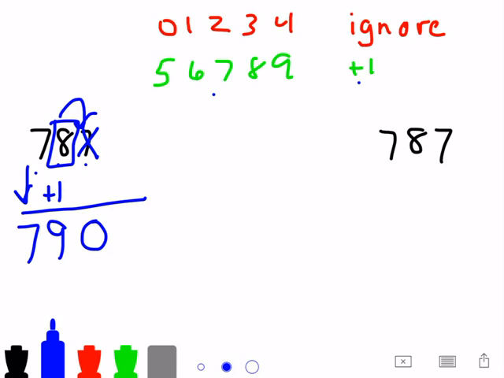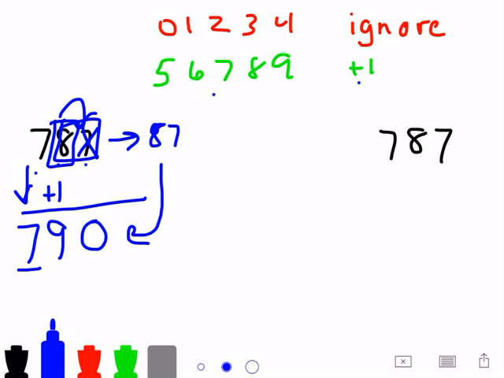So 790. And if we pull out this number 87 and think about rounding that just to the nearest 10, we know that 87 is really close to 90 on the number line. So that's why it rounds to 90, and the 7 stays the same.